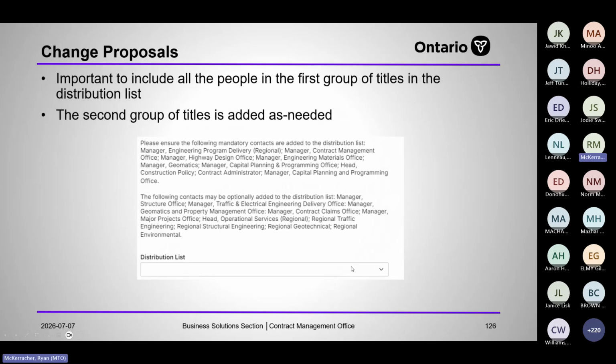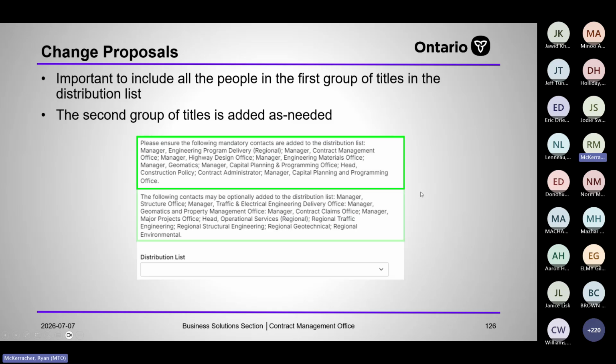So when you're filling it out, it's important to include all these people. The top paragraph, you have to include all these people. These are mandatory people. This is from the PHCC form for the PCR document. This is all the mandatory distribution recipients that are required on it. And then these are optional ones. So traffic and electrical engineering delivery office, probably include those if it was an ATMS contract, things like that. So add these at your discretion, but you've got to add the top paragraph regardless.